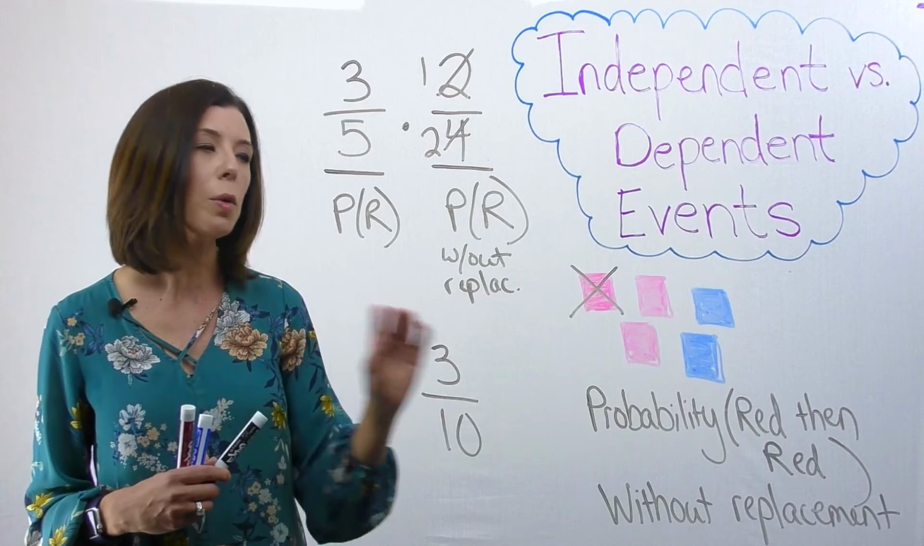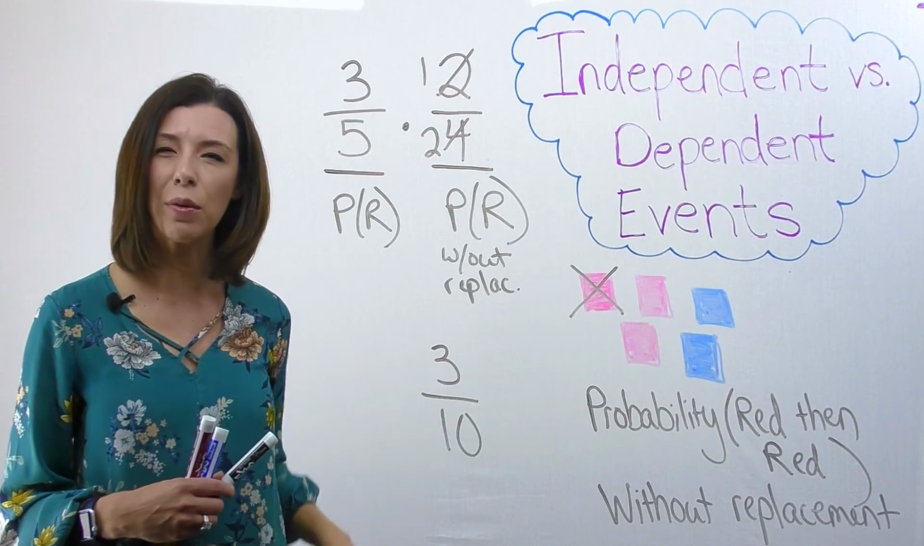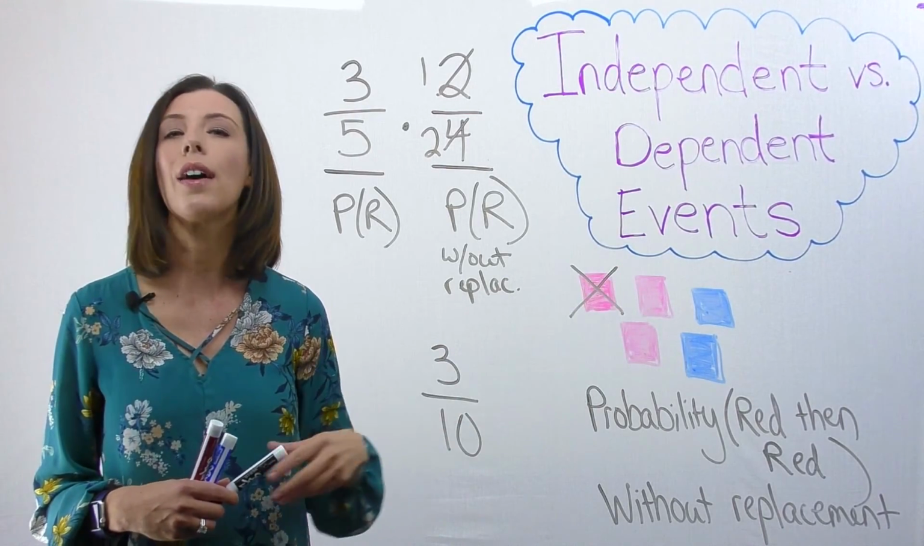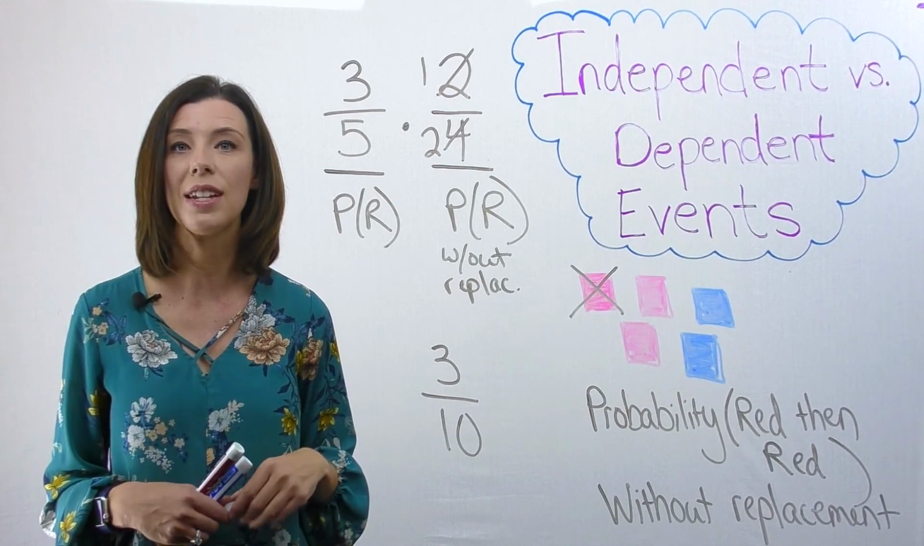What throws people for a loop is they forget that they've taken that red out, and so that now they only have 2 reds still left in their bag.